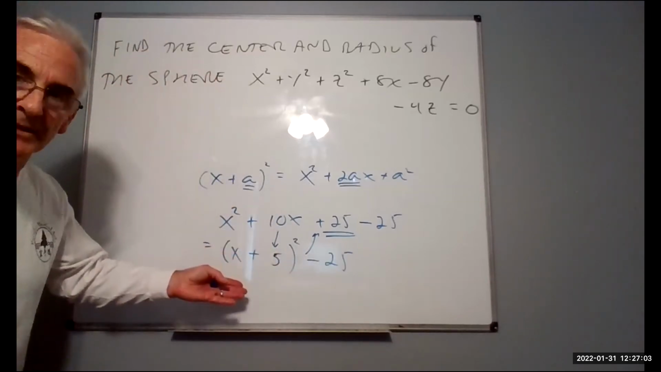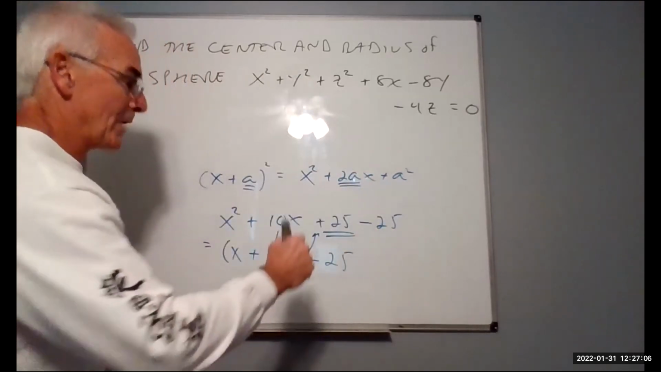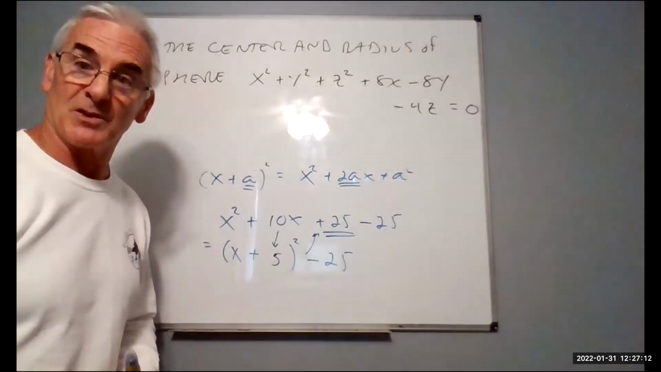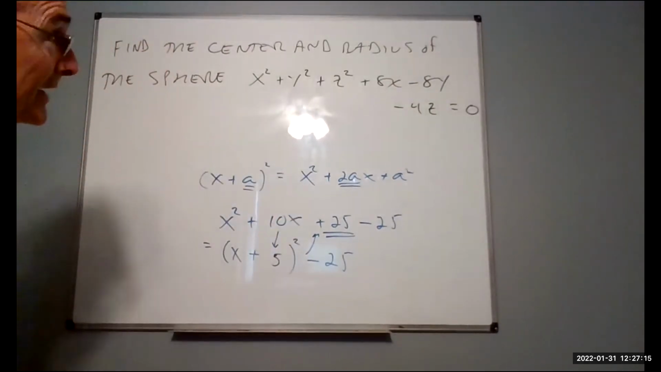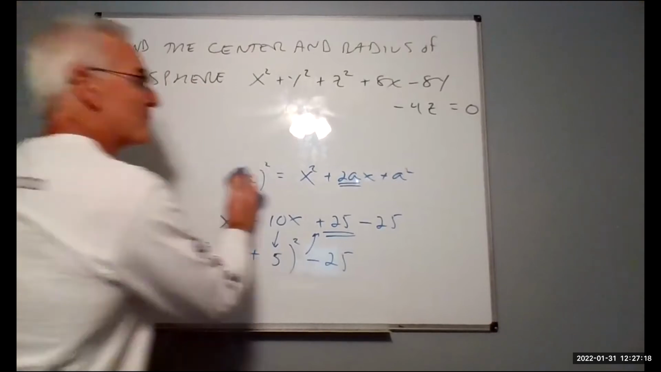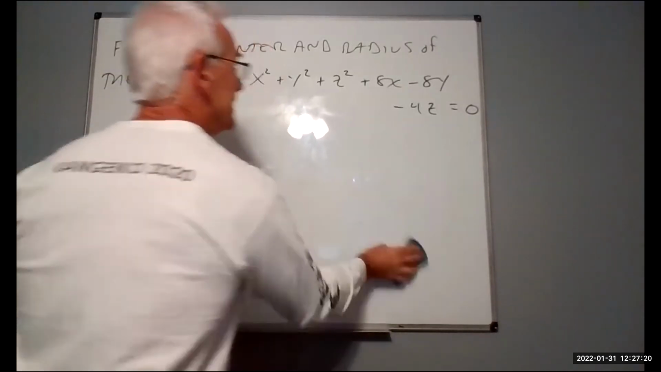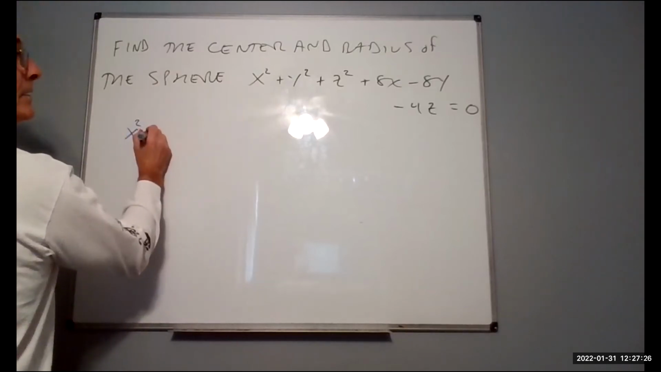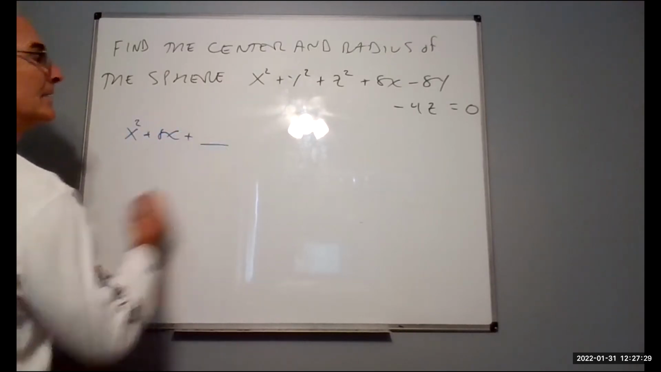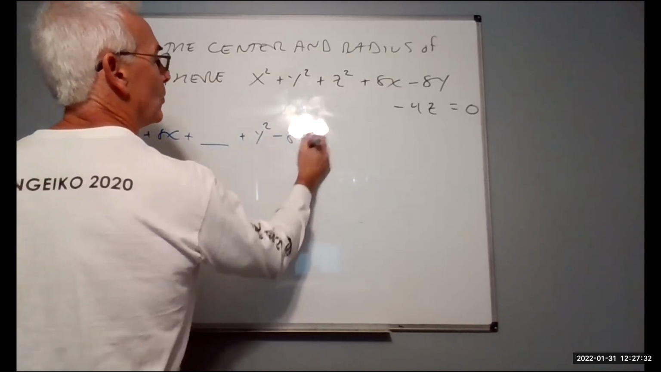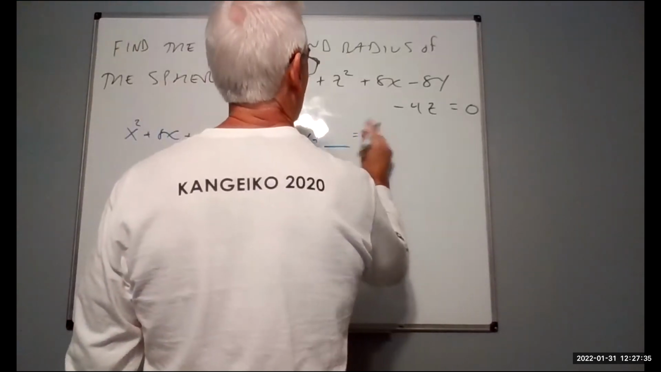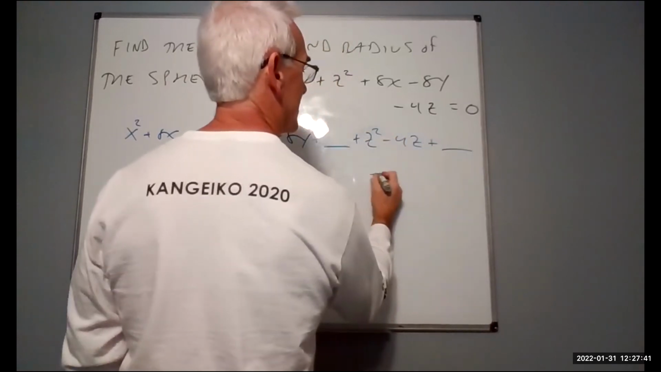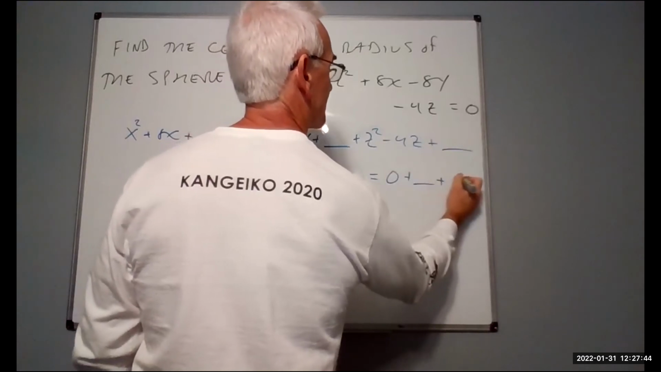Now, we're doing something slightly different because we're doing it in an equation form. So rather than add and subtract, I can just simply add the same number to both sides of the equation. That's actually a little bit simpler. But a lot of you remember doing stuff like this. So going back to the top, the first thing I would do is rearrange this and group the similar variables. So the first thing I would do is write x squared plus 8x plus blank plus y squared minus 8y plus blank, plus z squared minus 4z plus blank. And that all equals 0 plus blank plus blank plus blank.